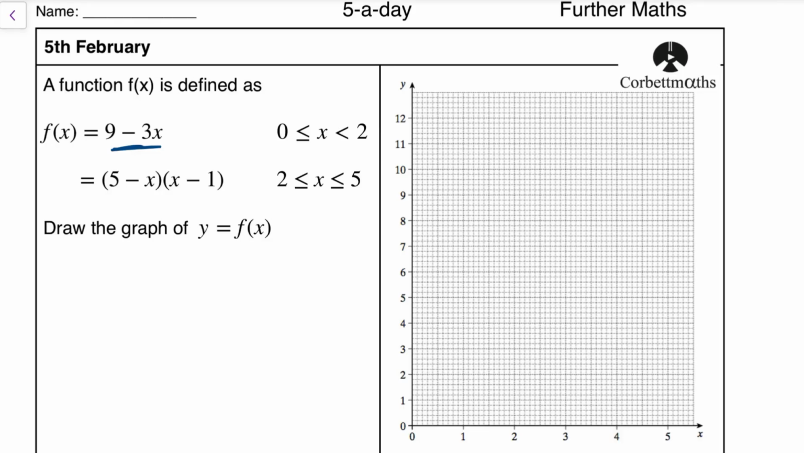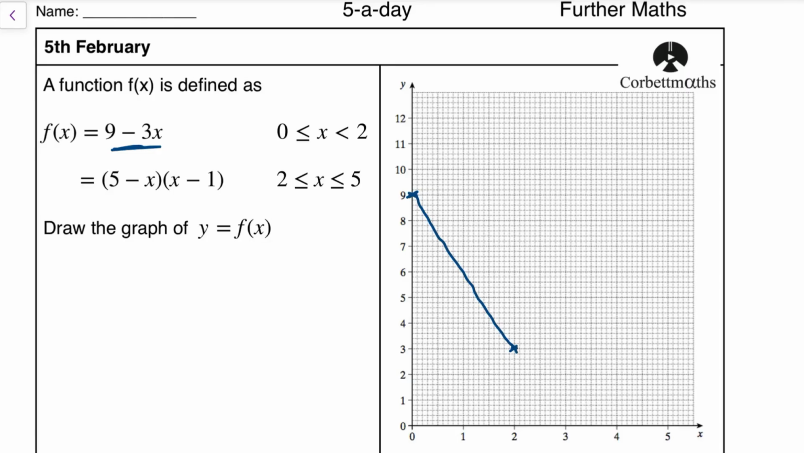So if I put 0 in, 9 minus 0 is 9. So my first point is going to be (0, 9), which I'm going to mark on the graph. If I put 2 in, that's going to be 9 minus 3 times 2, which is 9 minus 6, which is 3. So 2 goes to 3. Now, I can't do this on my iPad, but you should get a ruler out and, as carefully as you can, join these points up with a nice straight line. That's not too bad.